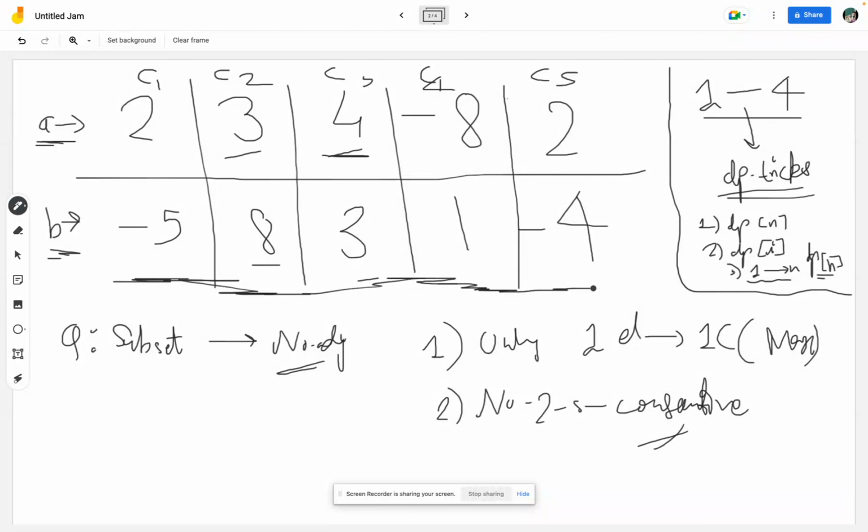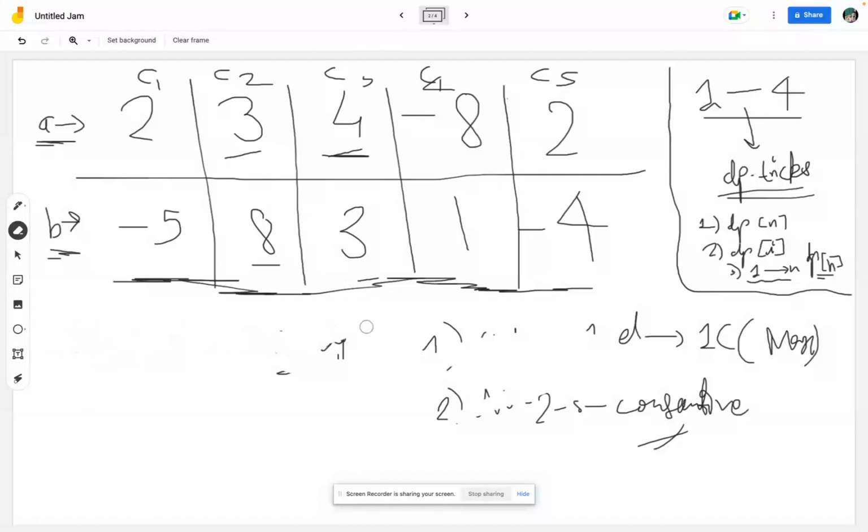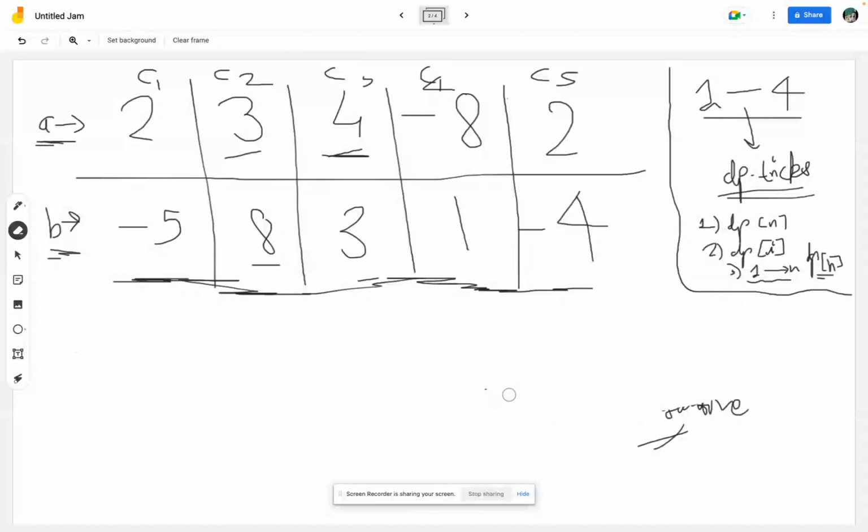So how do we solve this dp problem? Tell me guys, what will be the value of dp of 1? Let me write this array a and array b now. Let me see if I have an eraser here. Okay, it's working. So guys, for this problem, what will be dp of 1? Can anybody think and tell me? This is very, very important in this case. What will be dp of 1?